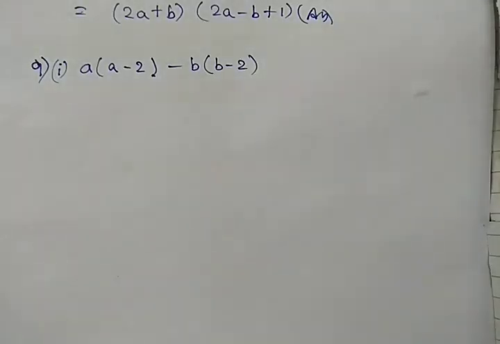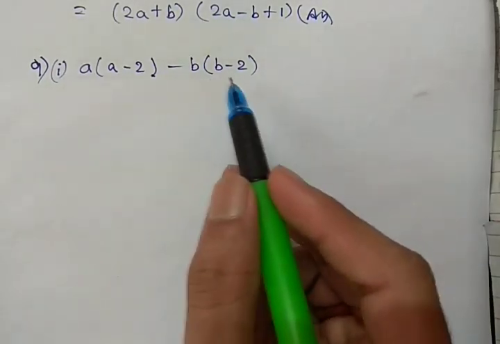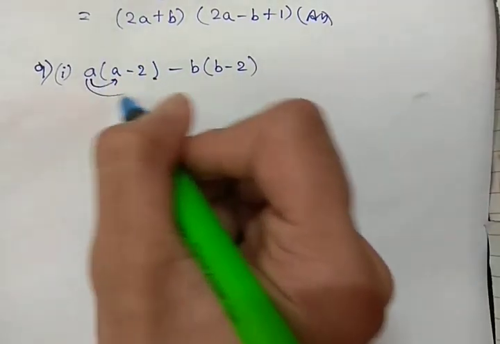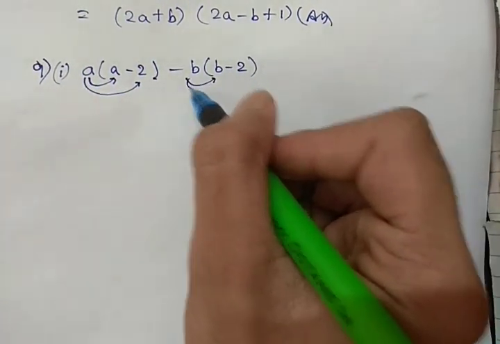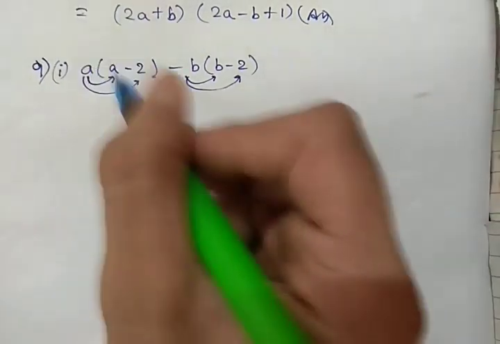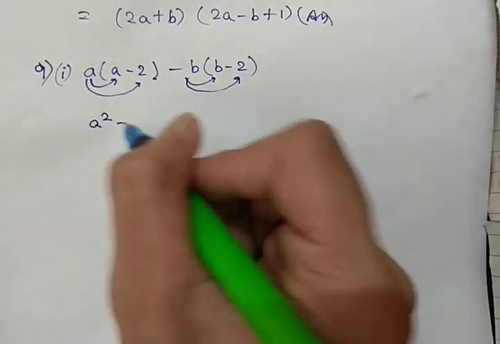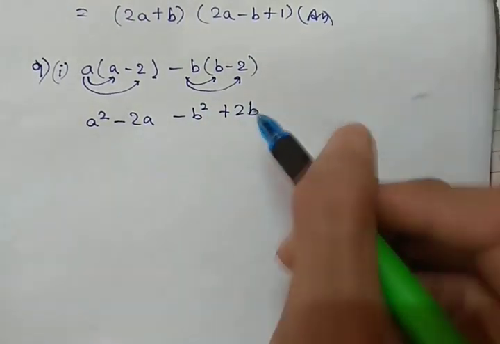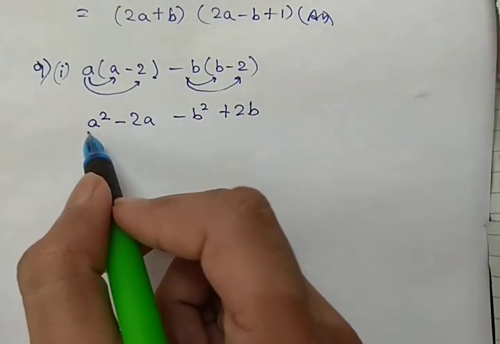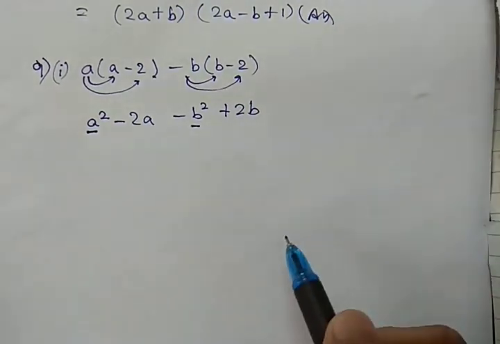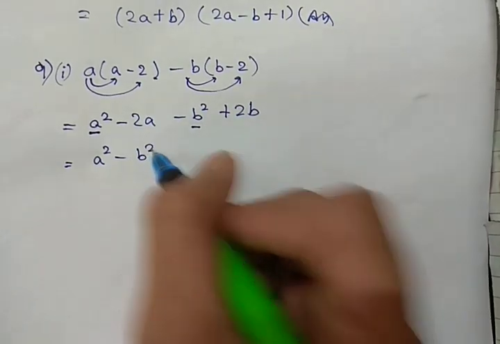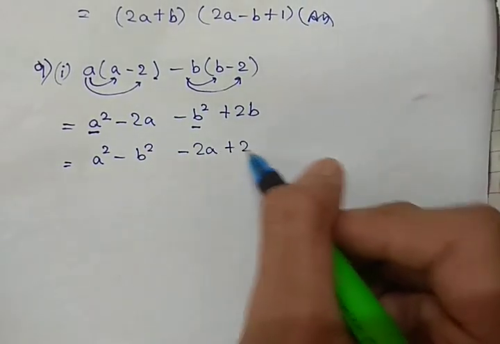Okay, so let us move on with the next sum, sum number 9, subpart 1, a into a minus 2 minus b into b minus 2. First we multiply. Therefore a is multiplied with these two terms and minus b is multiplied with these two terms. A into a is a square minus 2a minus b square plus 2b. Okay, so check out this part, perfect squares. Let us combine the perfect squares together. Therefore a square minus b square minus 2a plus 2b.